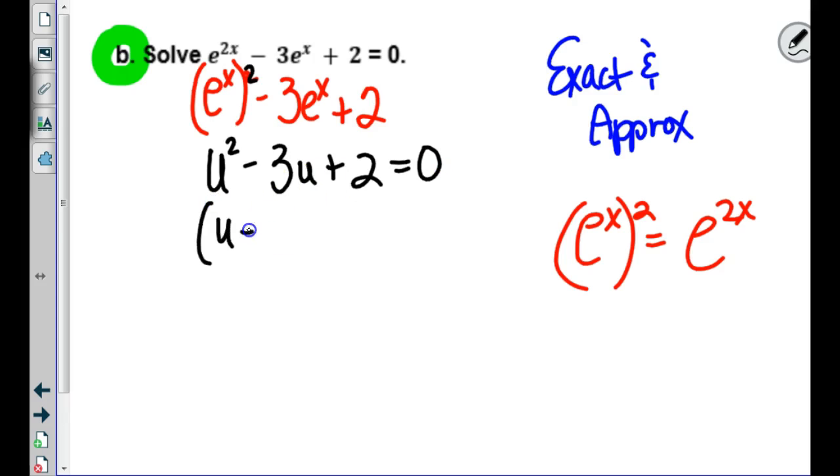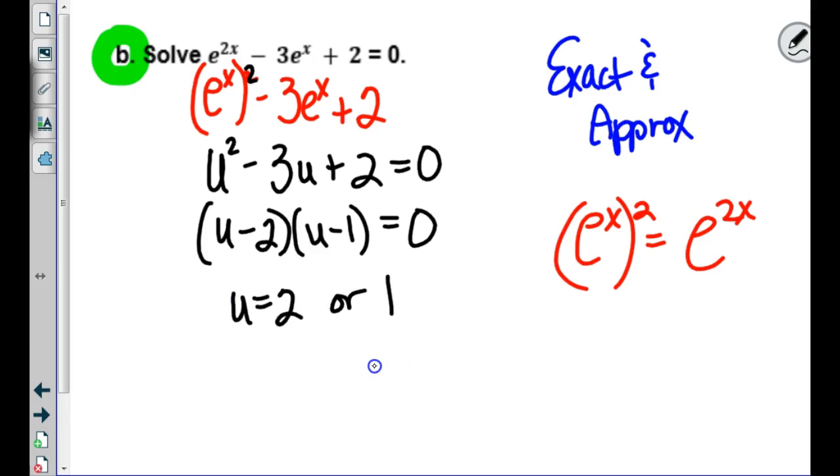So you factor that u plus 3, u minus 1. Just kidding. Holy moly. U minus 2, u minus 1? Yeah, I tried to make it easier, but then I can't factor. Does that look better? Guys? U minus 2, u minus 1 is the factorization of u squared minus 3u plus 2. So we get u could equal 2 or 1. Did I lose anybody yet?